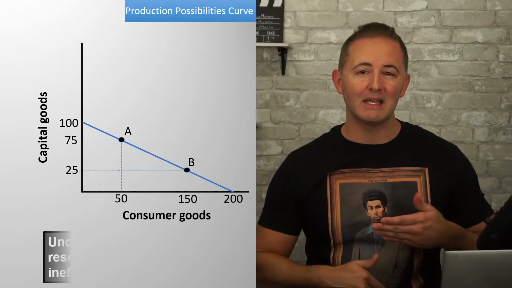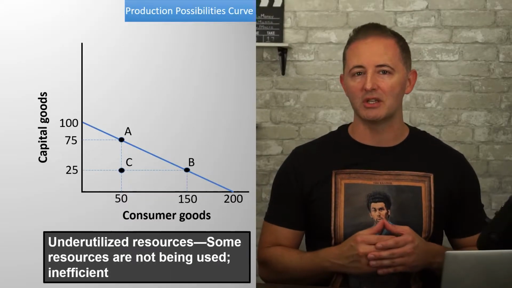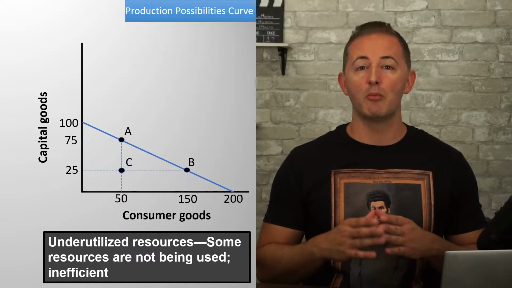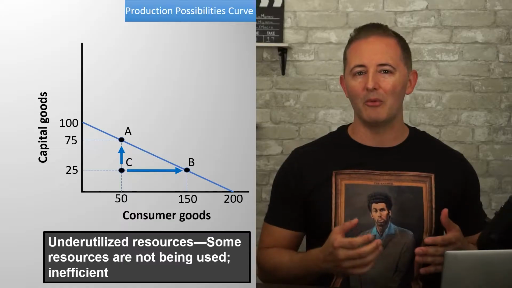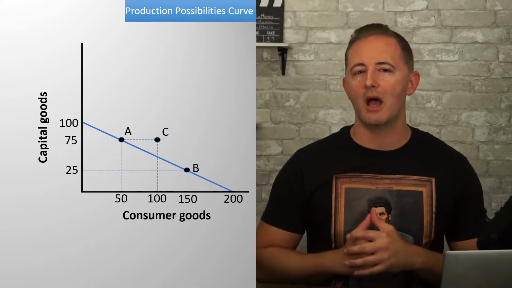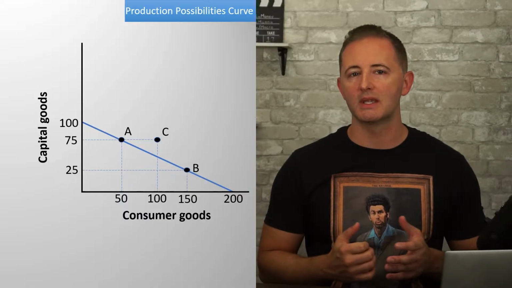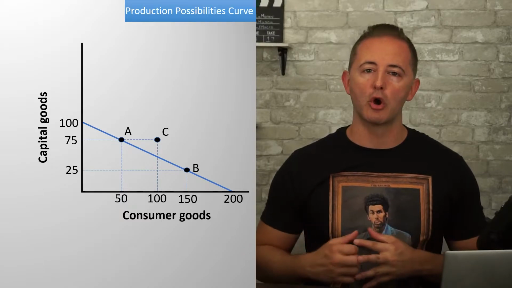And anywhere inside the PPC, the economy has underutilized resources, and this is inefficient. At point C, it's possible to make more of both capital and consumer goods, so there are resources available that aren't being used. Any point outside the PPC isn't currently a combination of goods that can be produced, but it can become possible in the future as a result of economic growth.